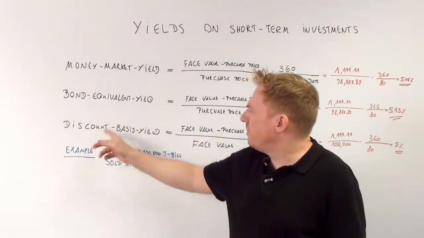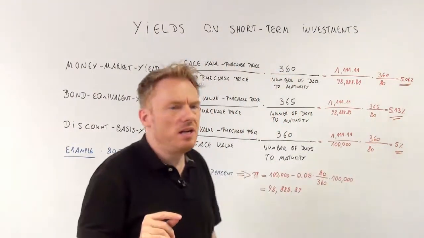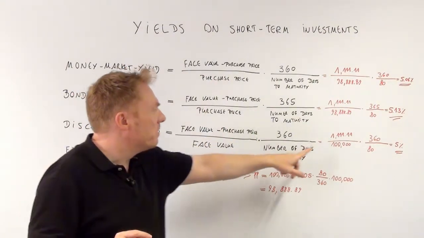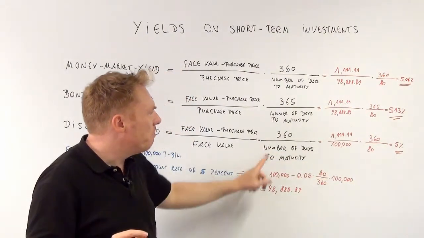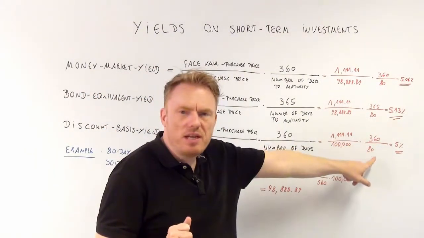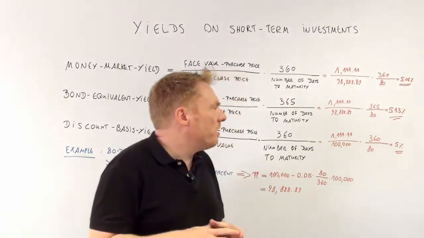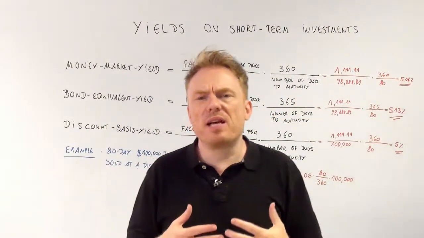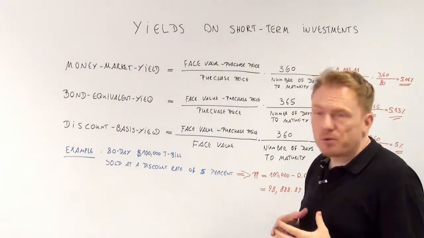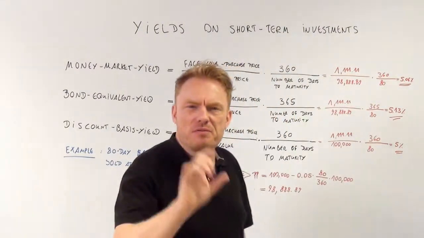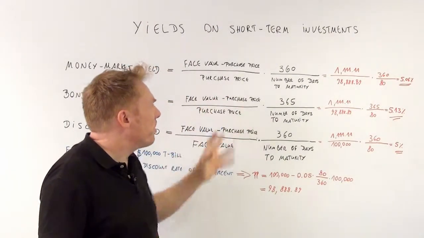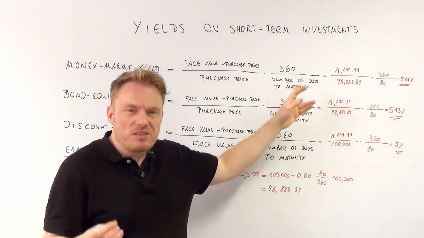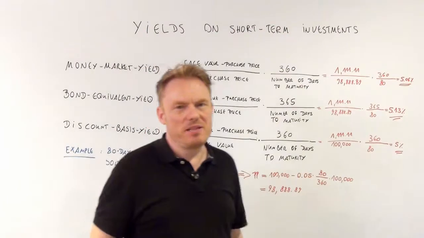And third, discount basis yield divides by face value, not by purchase price, but by face value. We multiply by 360 and divide by 80, which gives us a result of 5%. So that's important to understand. We have three different ways of calculating those yields on short-term investments, and we have three different ideas. We divide by purchase price, we divide by face value, we look at the year with 360 days or with 365 days. That's important for you to understand.